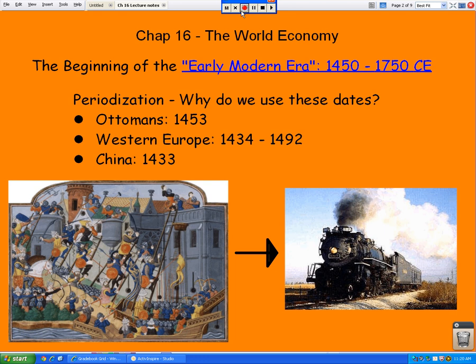Now, if you've never done this in your notes yet, you might want to, on the inside cover of your notebook, put down the periods of this course. So the first period is what? Foundations. And it starts when? 10,000 BCE with the Neolithic Revolution.